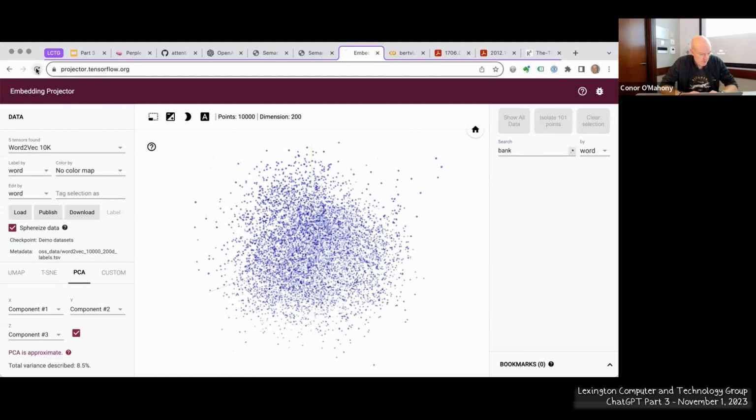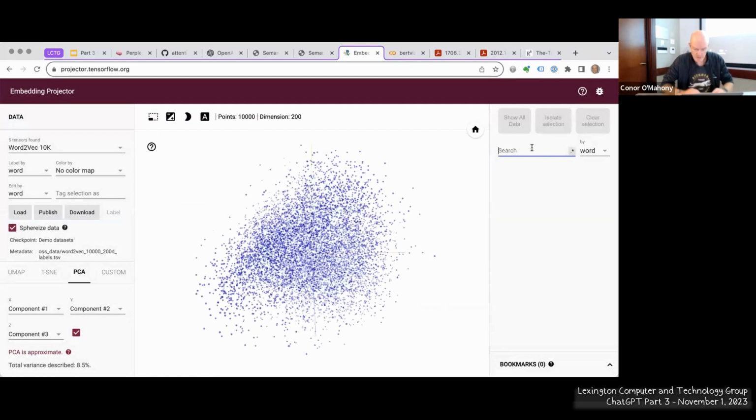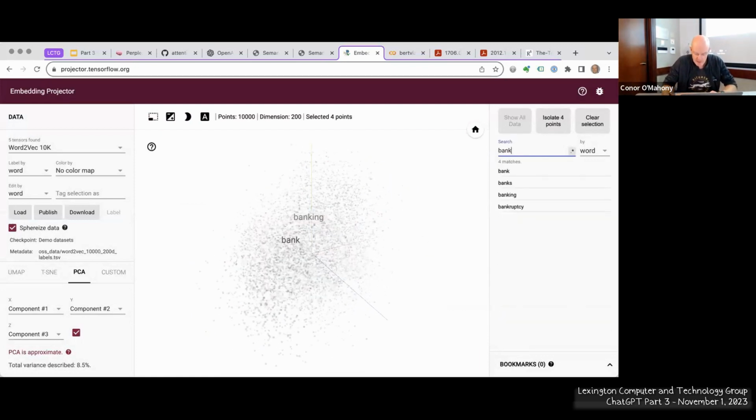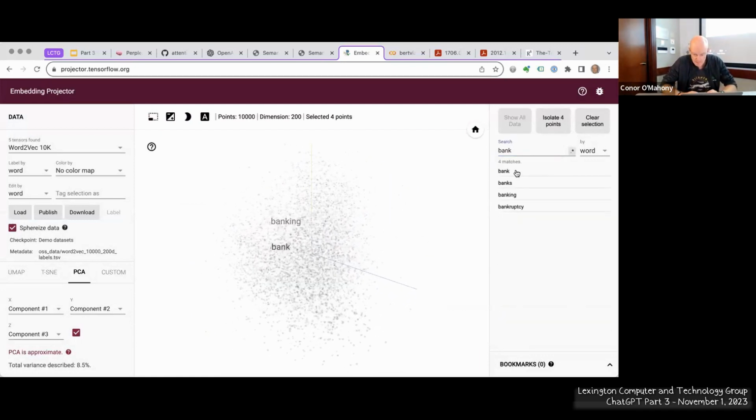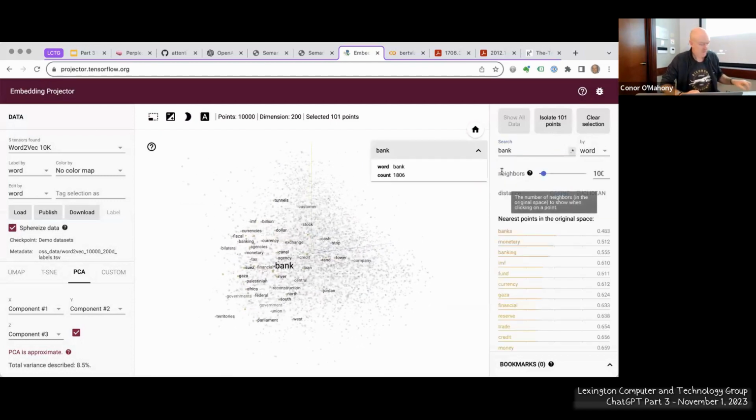Let me refresh this. Okay, I'm going to search for the word bank, which can have multiple meanings. I'm going to click on bank here. Question. What are the axes?